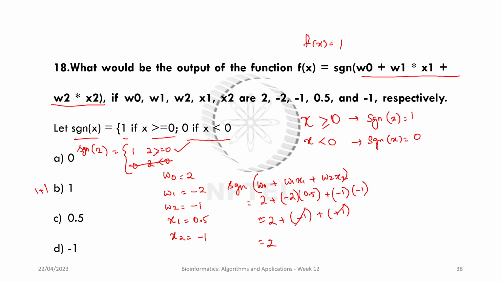And if you see, even the options will not have 2. You should not solve this and immediately rush to the options. It is not 0, not 1. Oh, I'm sorry. It is 1.